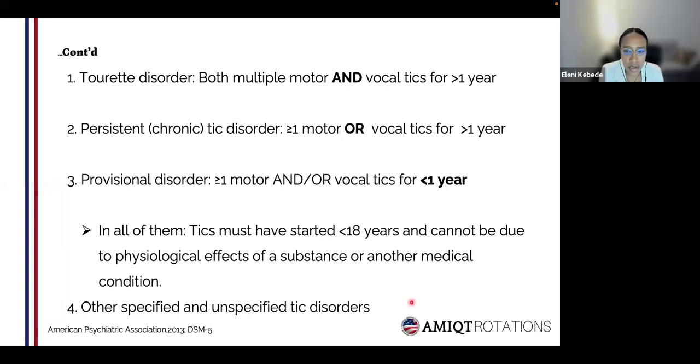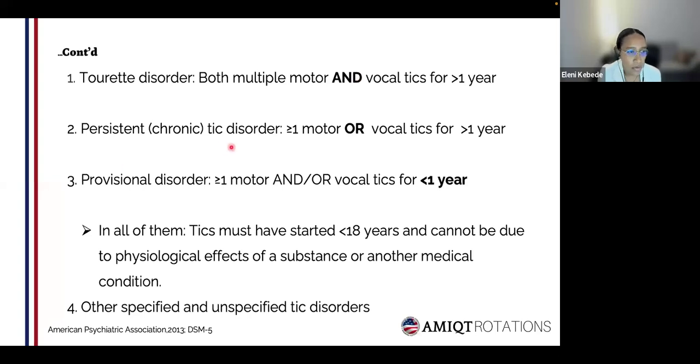Okay, so the American Psychiatric Association recognizes 4 tic disorders. The first one is Tourette's. We have both motor and vocal tics for Tourette's, multiple of them, and for more than 1 year. What we have to know is that the motor and the vocal tics are not necessarily concurrent, and their episodes may wax and wane in frequency.